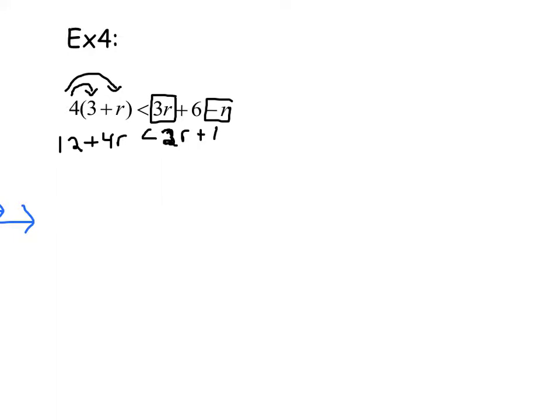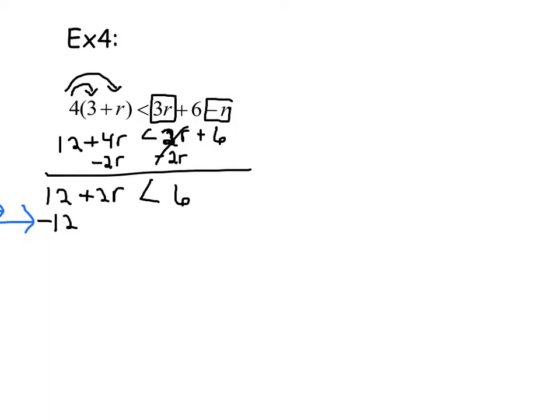So 2r plus 6. I need to get my r's together, so I'm going to subtract the 2r because it's smallest and won't give me a negative. So that goes away. I have 6 on the right. Bring down my inequality. And then over here I have 12 plus 2r. Then I subtract 12. So I get 2r is less than negative 6.